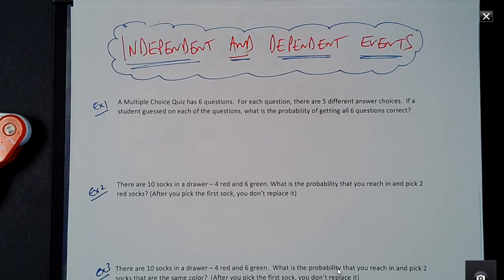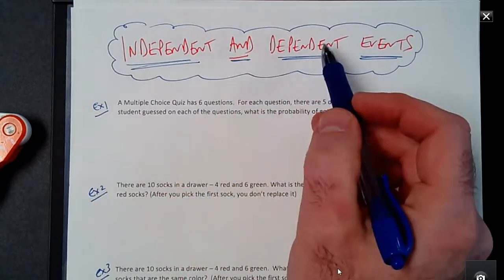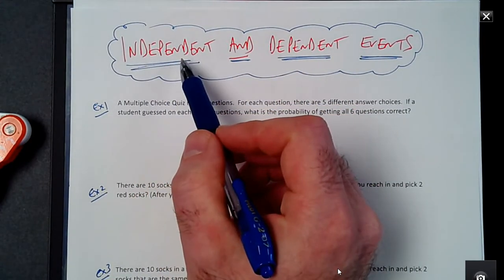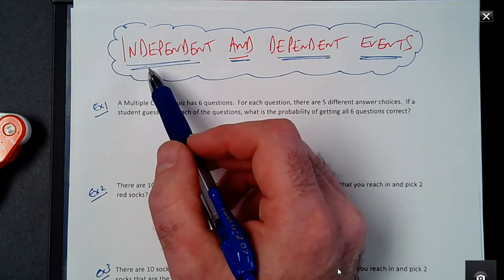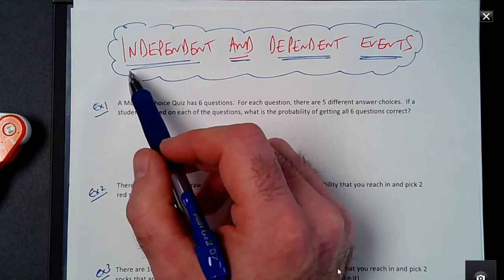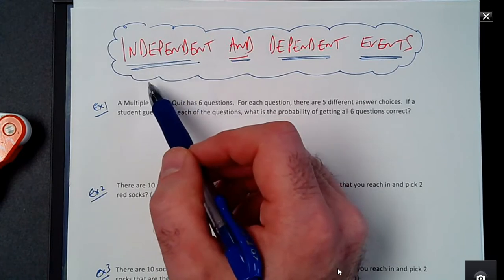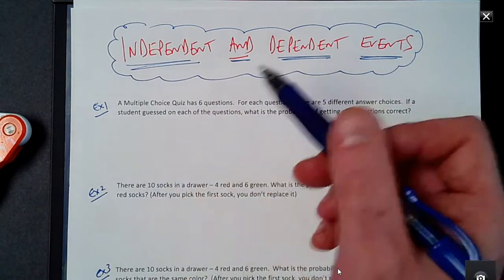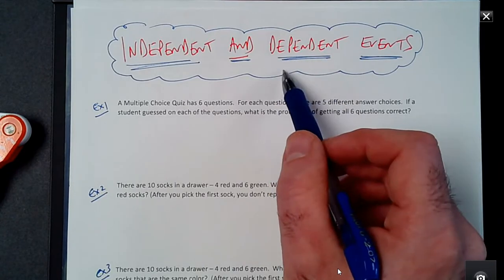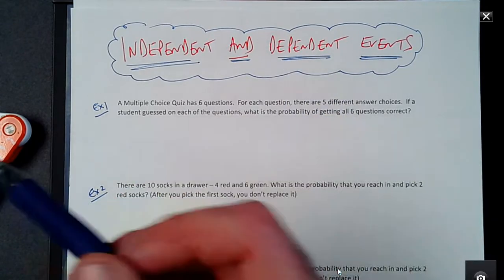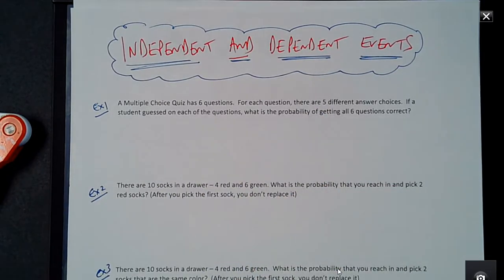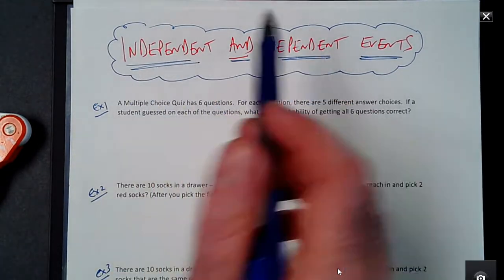Would you consider yourself to be an independent person or a dependent person? Well, if you're independent, that means you're not affected by anyone else's choices or really anything. Like you make all your own decisions. However, if you're dependent, that means you are affected by other people in your life or other events in your life. Now, for most of us, we're a combination of the two. But in probability, it often is one or the other.